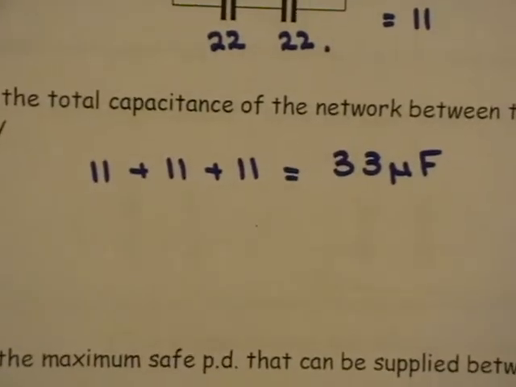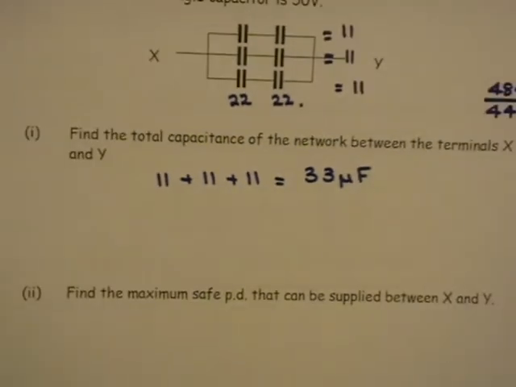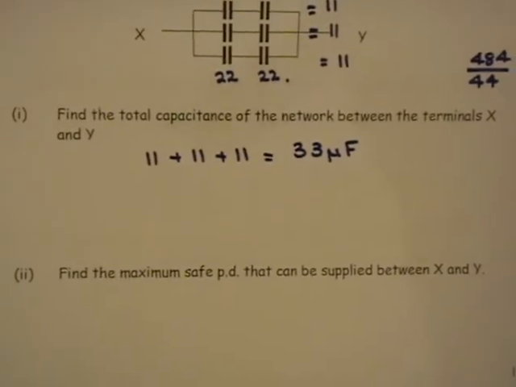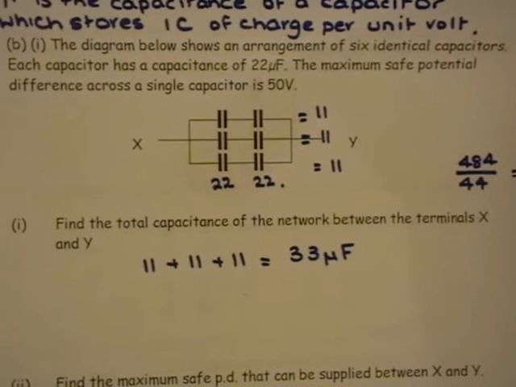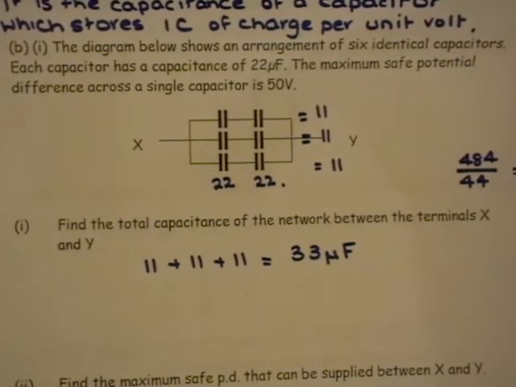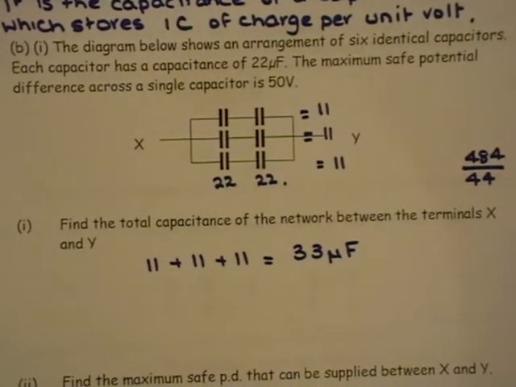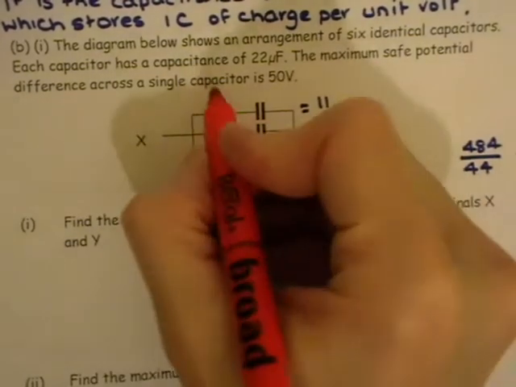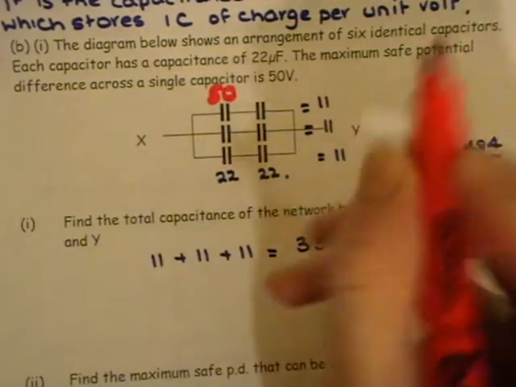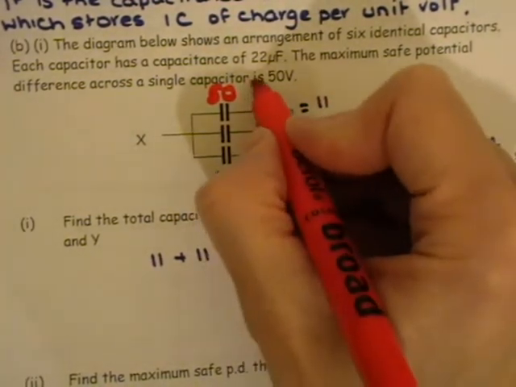I'll just go out again to show you the next question. It says find the maximum safe potential difference that can be supplied between X and Y. There's X and Y again. You're told the maximum safe potential difference across a single capacitor is 50 volts. I'm going to write that in a different colour. So one of these is 50 volts, and that means that every single one is 50 volts.